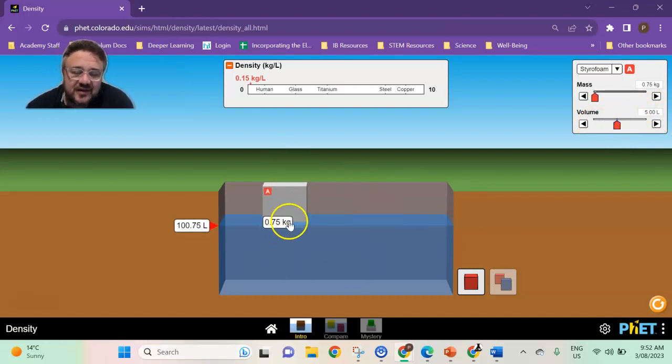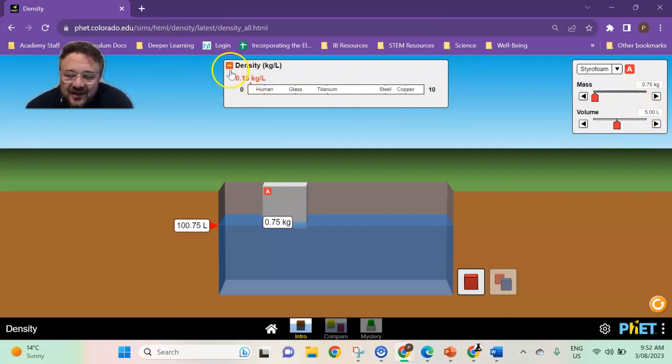I like 5 liters because you can see more of the brick. You can also change this, I believe, if you want. No, maybe not. I like the bigger one because you can see more of the brick and where it's sitting in the water. You'll see here that we have the numbers. 0.75 divided by 5 liters gives us 0.15.